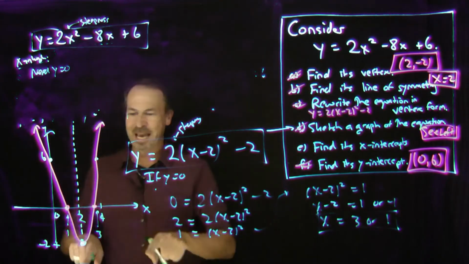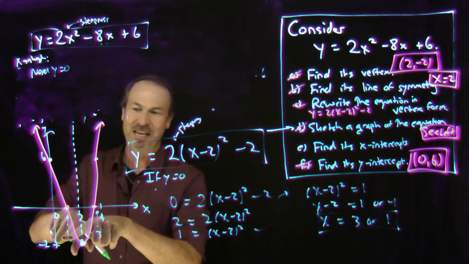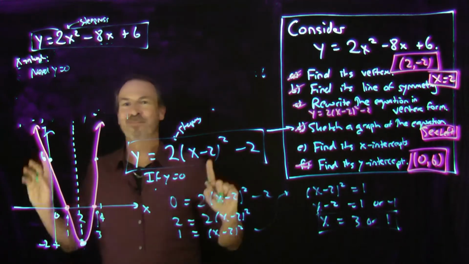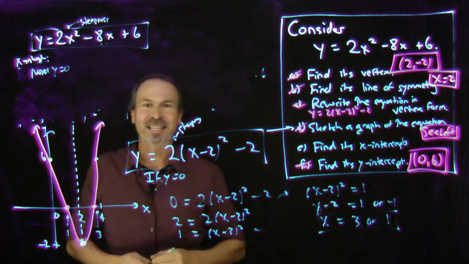Beautiful. Turns out it was exactly halfway between 0 and 2. Didn't have to be, but turned out to be that way. And it turned out to be between 2 and 4, namely 3. Perfect. I found the x-intercepts.